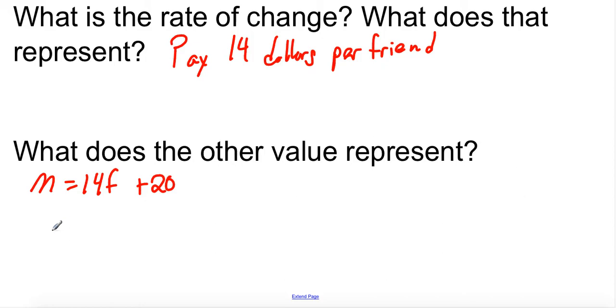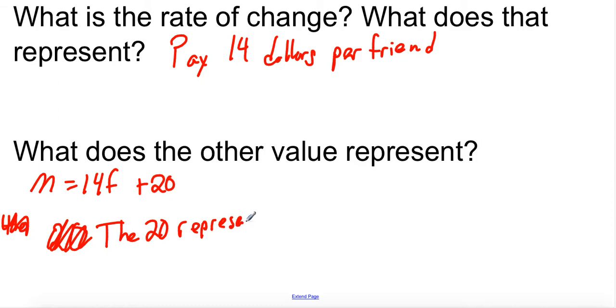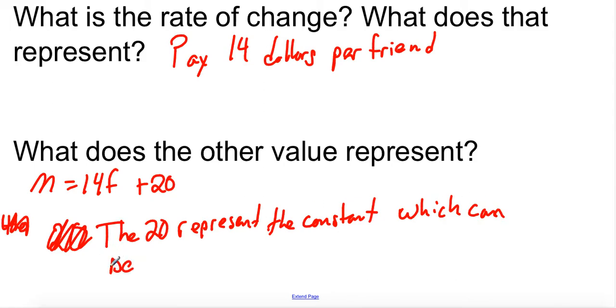So I'm going to write the $20. The 20 represents the constant, which can be tax, or food for herself.